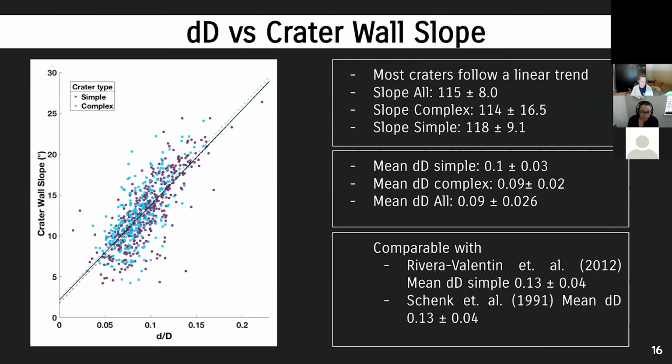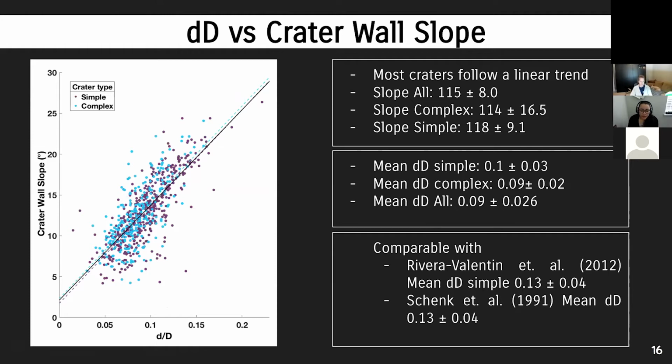The second plot that we have here, I identified, we actually related depth to diameter ratio versus the equator wall slope, and we were able to find a DD of 0.1 plus or minus 0.3. DD is what I call here depth to diameter ratio, and the same as before, we were able to compare it with other results such as Rhea Valentin and Schenk, which they both got a 0.13 plus or minus 0.04.